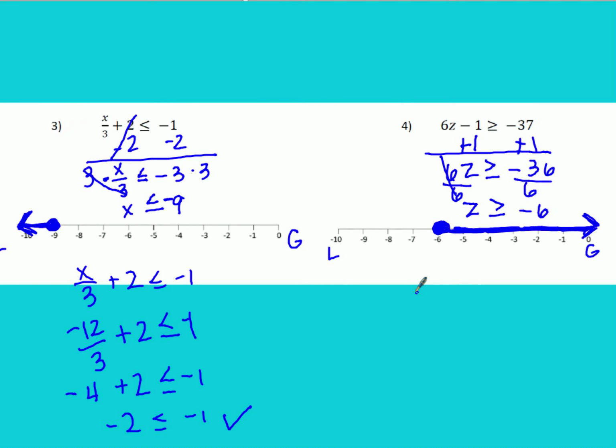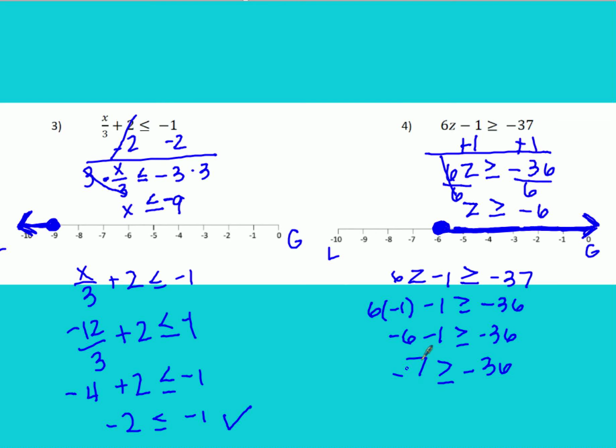And then let's go ahead and test one of these out. So our original inequality was 6z minus 1 is greater than or equal to negative 37. And a number that we shaded in was negative 1 here. So let's do 6 times negative 1 minus 1 should be greater than or equal to negative 37. 6 times negative 1 is negative 6, minus 1 is going to get us negative 7. And negative 7 is greater than negative 37. It does fall to the right of negative 37 if you put them both on a number line, so that number will be bigger. And this is a true inequality graphed correctly.